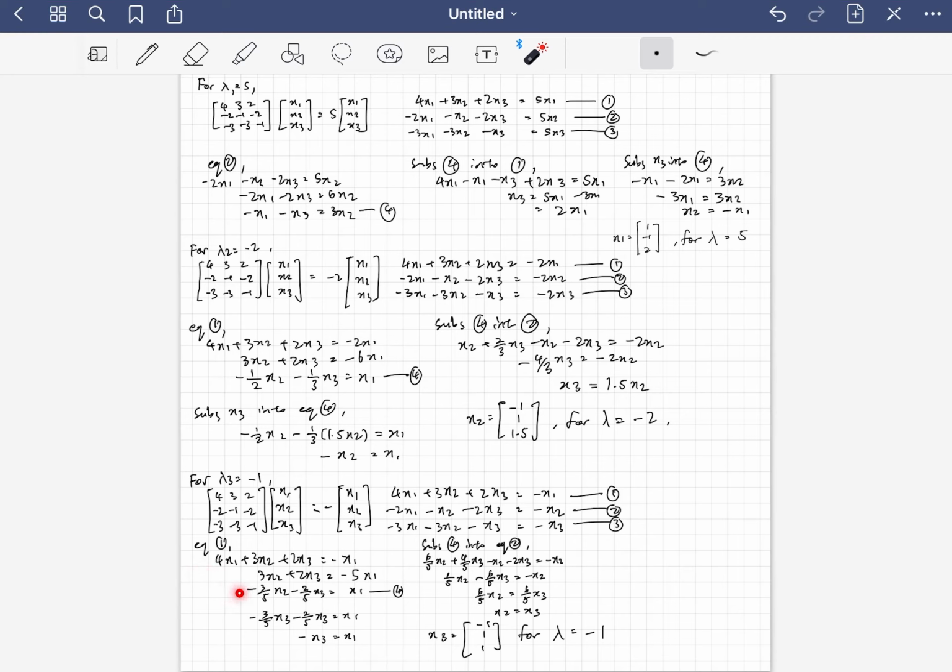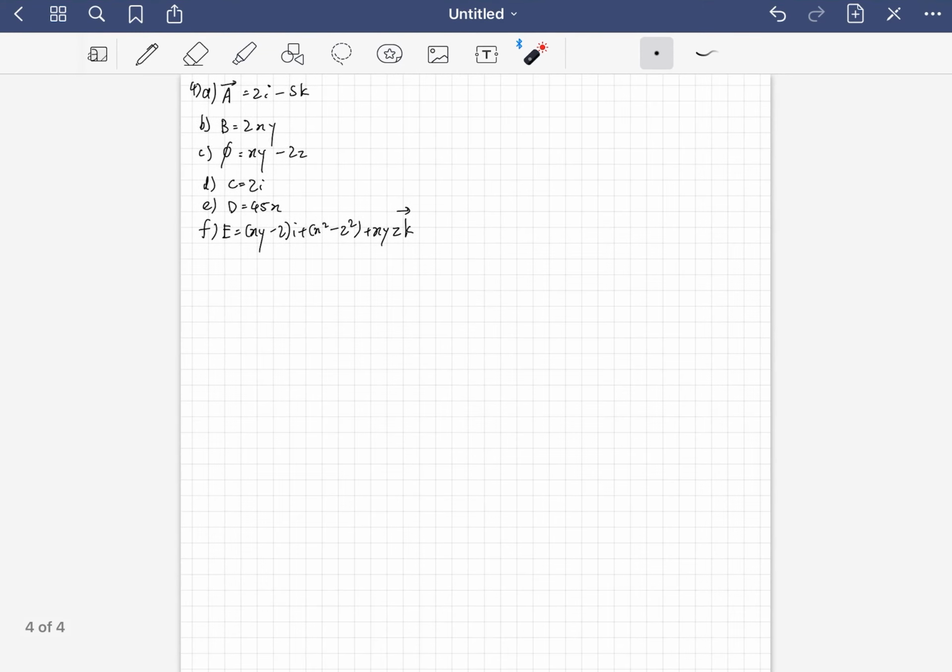From equation 1, I rewrite the equation to get equation number 4, which is negative 3 over 5 x2 minus 2 over 5 x3 equals x1. Then I substitute equation number 4 into equation number 2 and get the final answer x2 equals x3. Next, I substitute back into equation number 4 with x2 and get x1 equals negative x3. So the eigenvector x3 is negative 1, 1, and 1 for lambda equals negative 1.